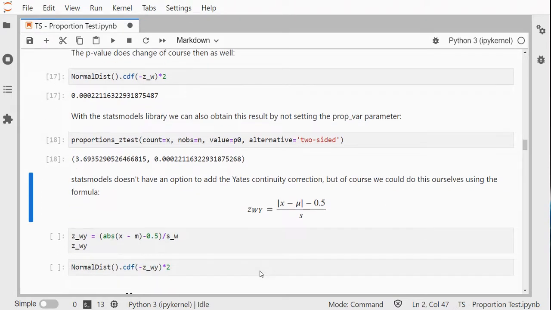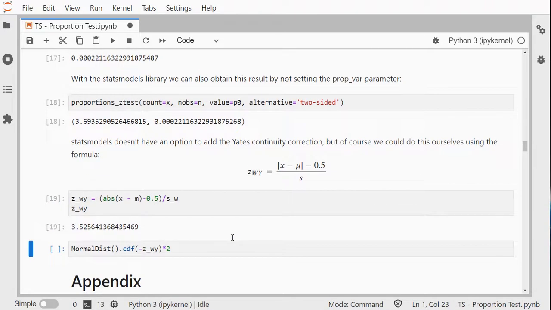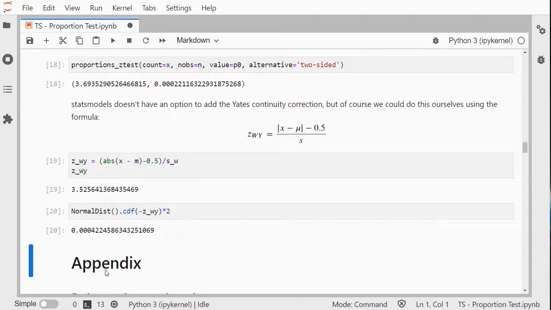Again, we could apply continuity correction also to this. Of course, not with statsmodels, but we can do it ourselves and calculate with the normal distribution the probability value, the p-value, or significance. And that's about all the different variations I could think of. Hope one of them was the one you were looking for.